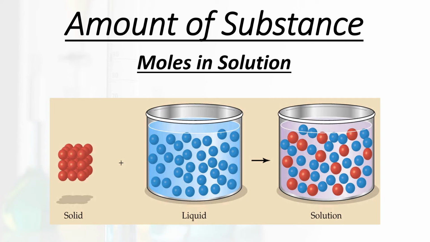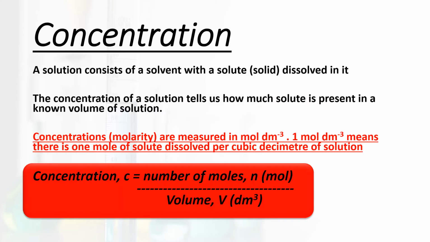Hi everyone, today a video on the amount of substance topic, looking specifically at moles in solution. So we know that a solution consists of a solvent with a solute, a solid, dissolved in it. And the concentration of that solution tells us how much solute is present in a known volume of solution. If a solution is very concentrated, it has a lot of solute dissolved in it. If the solution is very dilute, not very concentrated, then it has very little solute dissolved in it.